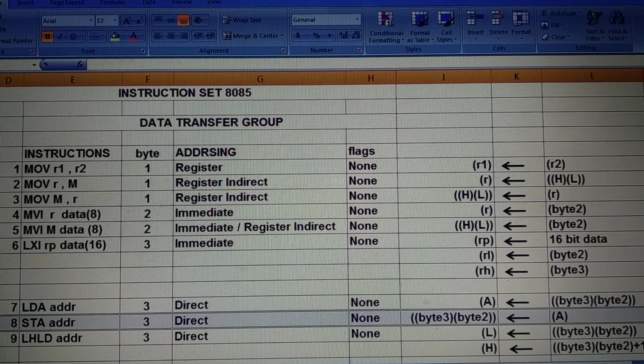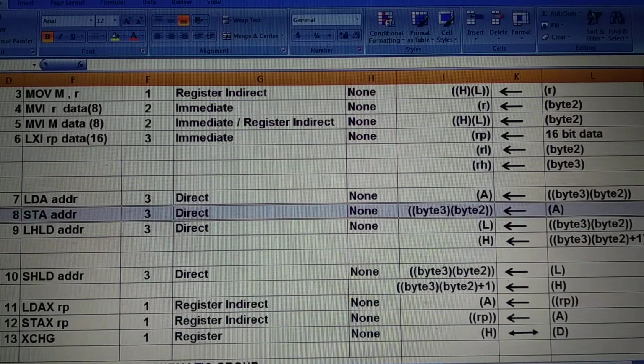Next, STA. S means store. Store the content of the accumulator to a memory location, and that memory location is given by the second and third bytes of the instruction, therefore the addressing mode is direct.